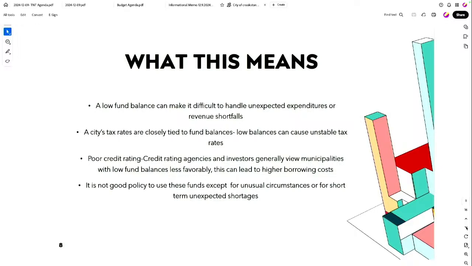The good news is in municipal bonds, that risk factor is a small percentage. It's not going to be from 5 to 7%, it might be from 3.9 to 4.1 or 4.2. But when you start talking large road projects that can cost $5, $10, $20 million, those tenths of a percent start mattering. So again, it is not a good policy to use these funds except for unusual circumstances. Next slide. How we got here.